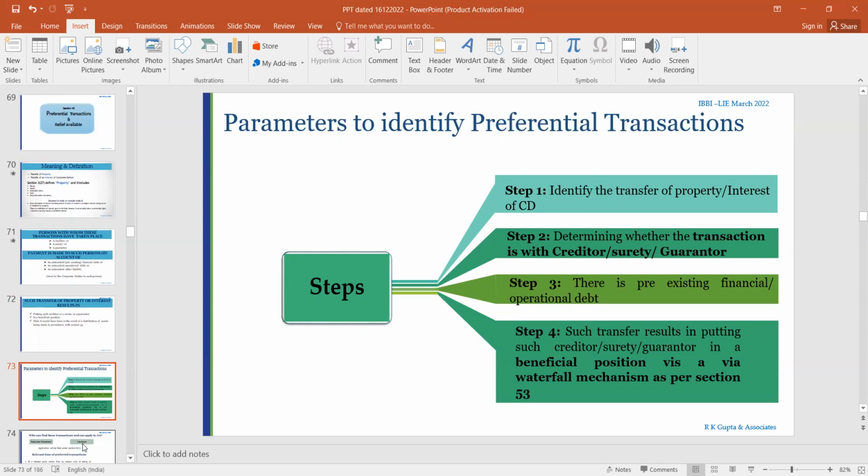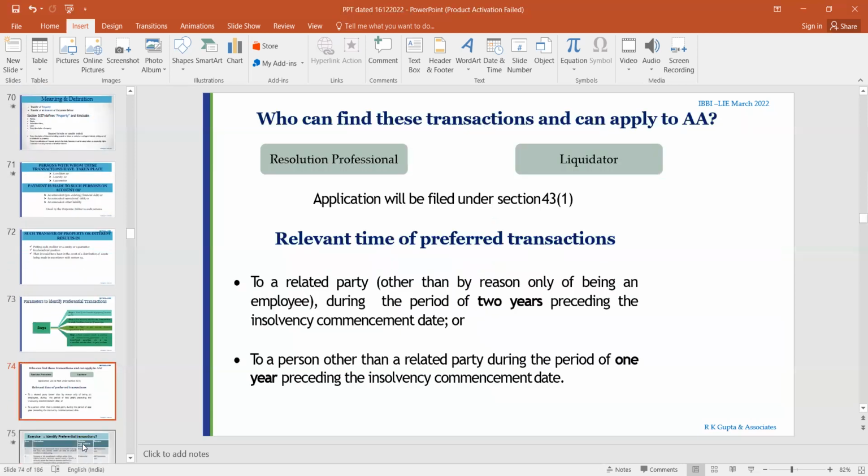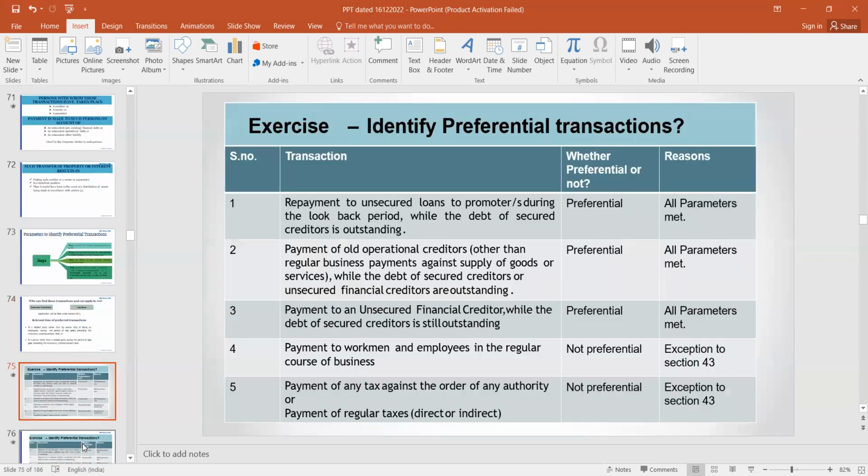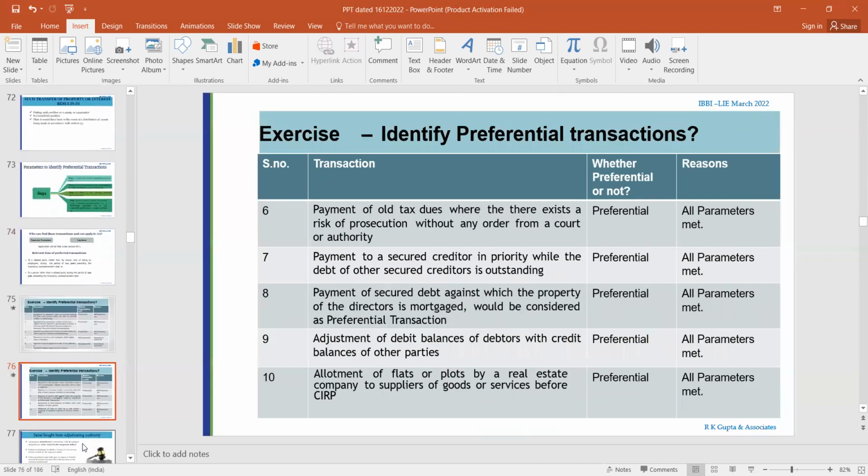Third is there is some pre-existing financial or operational debt, and such transfer results in putting such creditor or surety in a beneficial position. So you have to make a comparison with 53 also. That, my lord, as per 53, he was at number 6 in the line, and now he is paid in priority to the other persons. Relevant time, as we have already seen, 2 years or 1 year. These are some of the examples which you can go through.